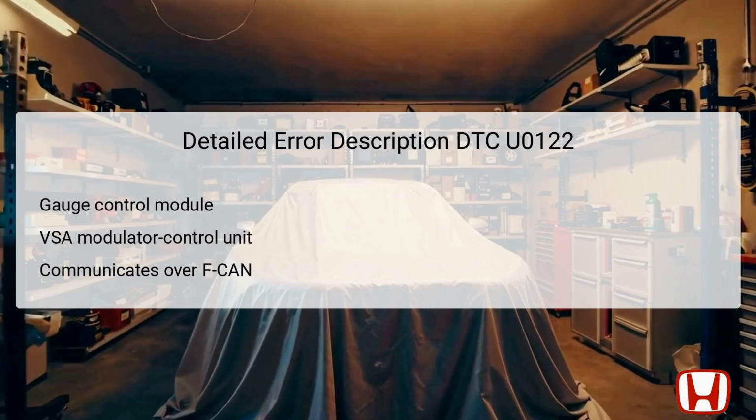Both of these units communicate through the vehicle's FCAN, Fast Controller Area Network, system, which allows for rapid data transfer. When there's a failure in communication, it can indicate issues such as faulty wiring, poor connectors, or failure of either the gauge control module or the VSA Modulator-Control Unit itself. Identifying the exact nature of the communication breakdown is crucial to restoring full functionality to the stability control system.